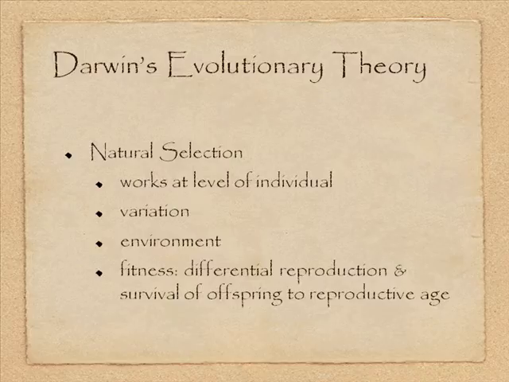And that's what we refer to as differential reproduction. And that's what determines a species' fitness or an individual's fitness. Can that individual survive to reproduce and have their offspring survive to reproductive age so that they can reproduce also? So natural selection, it is about competition, but not just for resources. It's competition for resources so that you can reproduce. So that is the key.